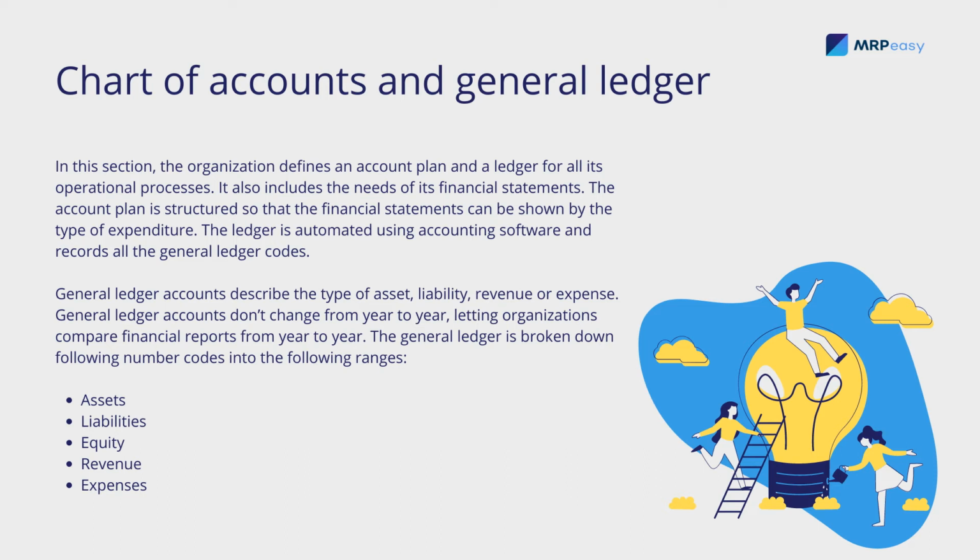The ledger is automated using accounting software and records all the general ledger codes. General ledger accounts describe the type of asset, liability, revenue, or expense. General ledger accounts don't change from year to year, letting organizations compare financial reports from year to year. The general ledger is broken down following number codes into the following ranges: assets, liabilities, equity, revenue, expenses.